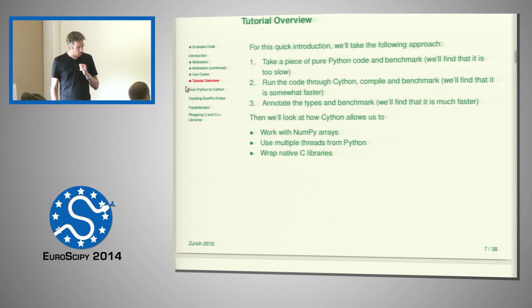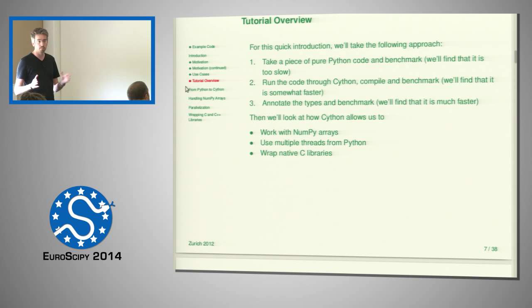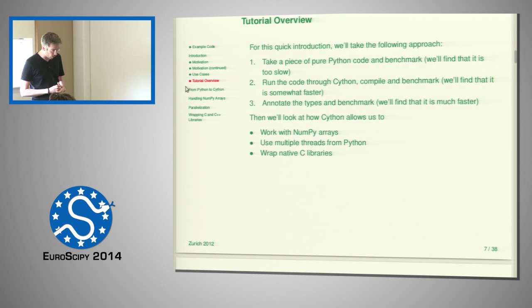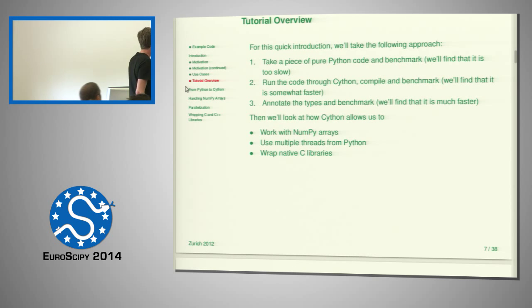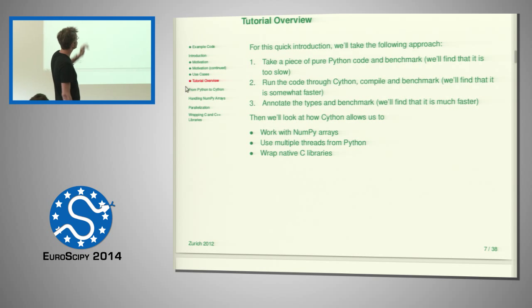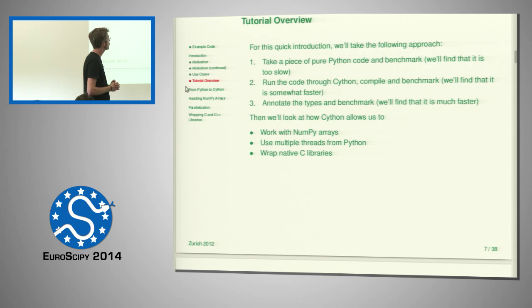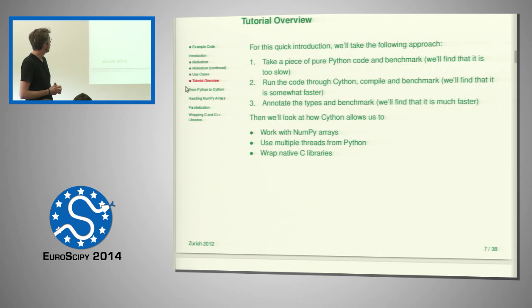Right, so here's what we can look at today. You can guide me in the direction where you want to go. If you want to see one aspect of this more than any other, let me know. But first I'll take a piece of pure Python code and benchmark it. We'll see which part is too slow, then we'll run the code through Cython, compile it, benchmark it again, and then finally we'll annotate the types and benchmark again, and we'll see what speed improvement we get at each stage. So we expect it to be faster at each stage as we go along. Then I'll show you how to integrate Numpy arrays with Cython, how to use multiple threads, and then how to wrap C libraries.